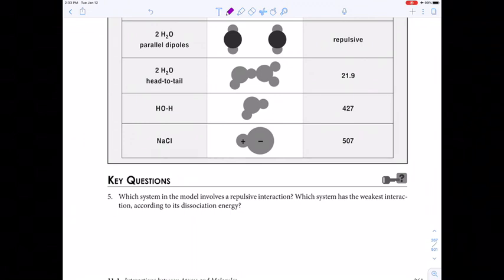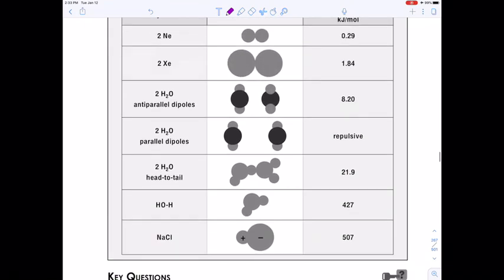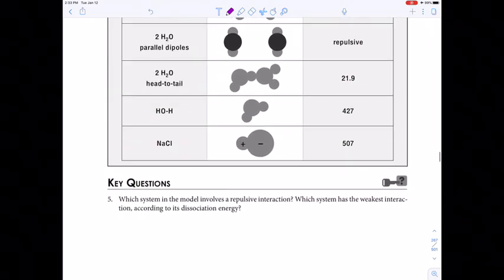Okay, so which system in the model involves a repulsive interaction? There's only one, and it would be two H2Os, two waters, with parallel dipoles.